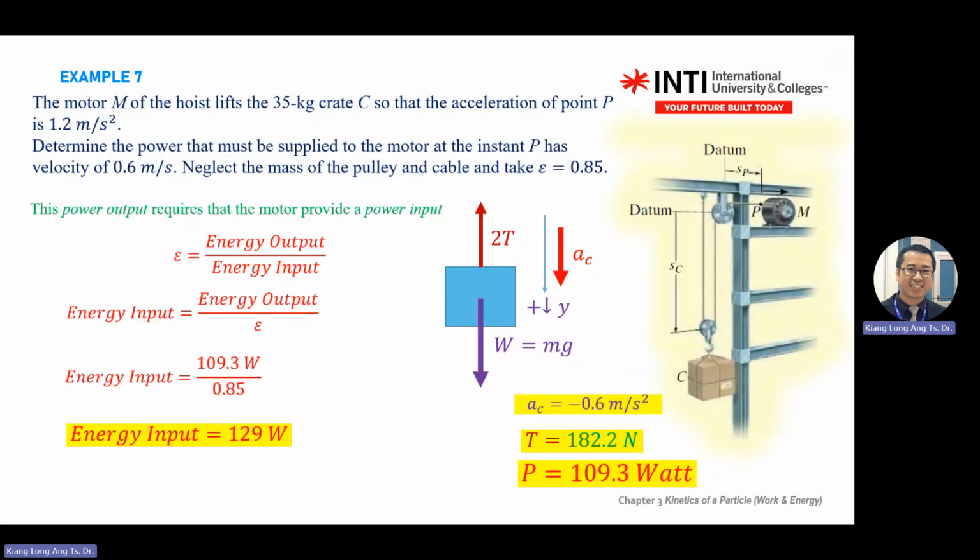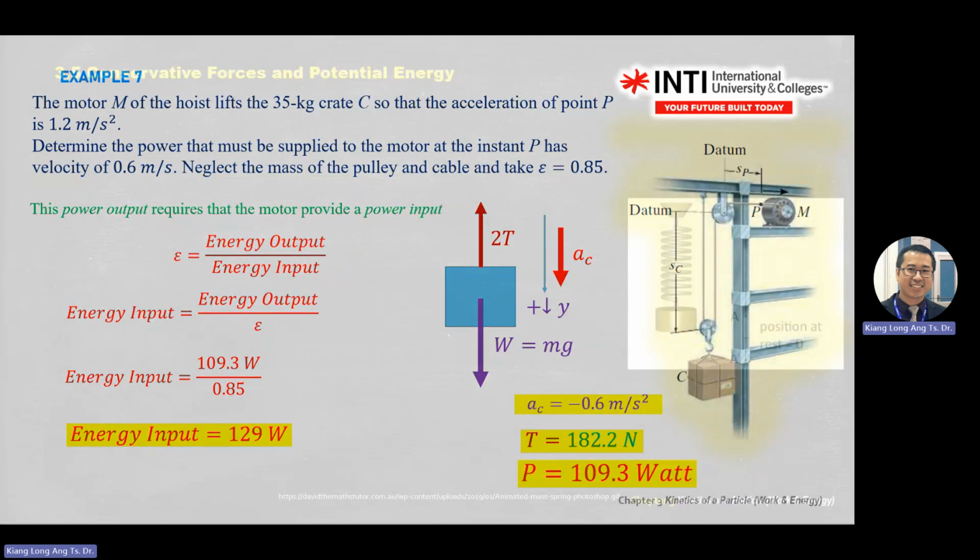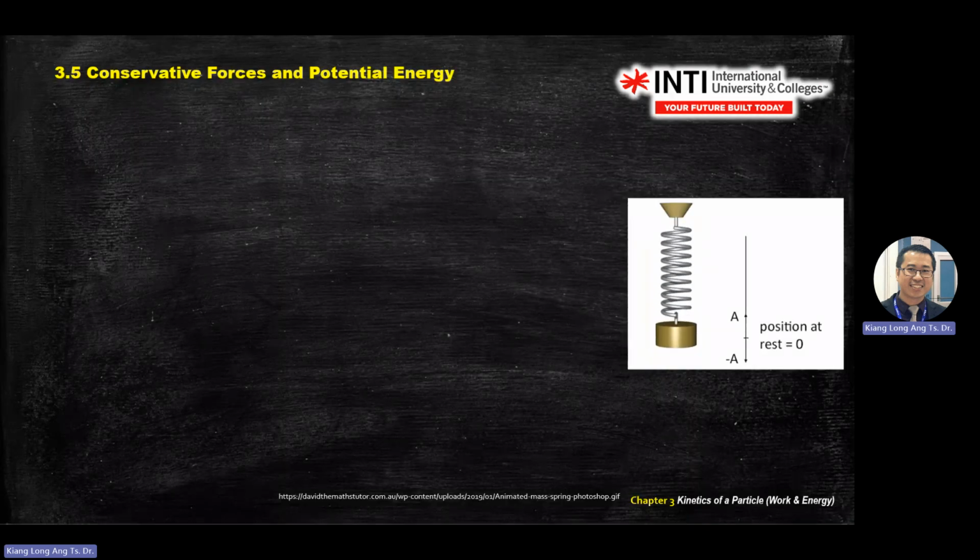Okay, we go a little bit more. 3.5 is conservation of force and potential energy. This one is conservation of energy. Conservative means there is no loss of forces, no loss of energy. So everything equals 0, or before must equal after. Anything that you did before must equal after.